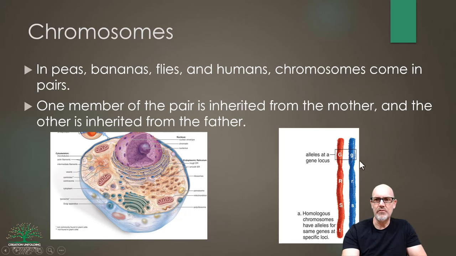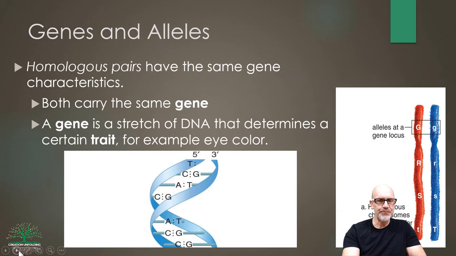So here are a couple of chromosomes, and humans have 46 chromosomes. They actually have 23 chromosomes that come from the mummy and 23 chromosomes that come from the daddy. Just for simplicity, we'll call the red one here the one from the mummy and the blue one the one from the daddy. Now, these chromosomes are in homologous pairs. That simply means that the chromosomes have the same gene characteristics. So here, for example, are our two chromosomes, the one from the mummy, the one from the daddy.